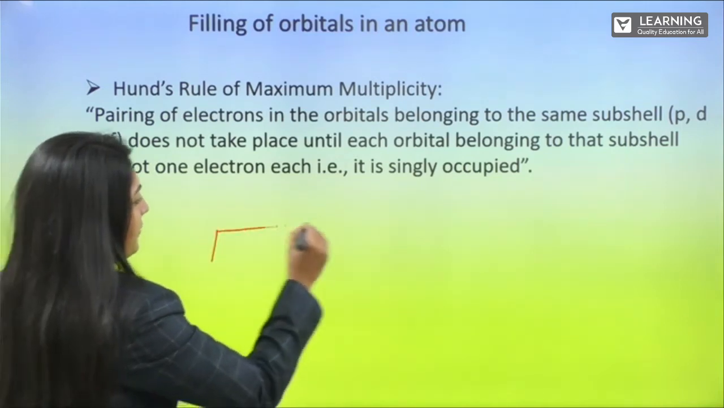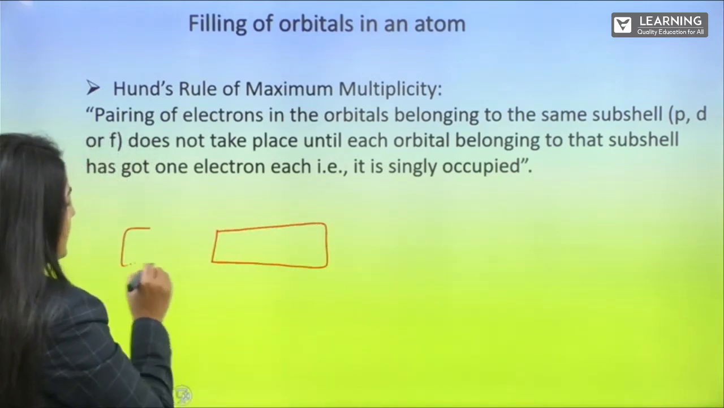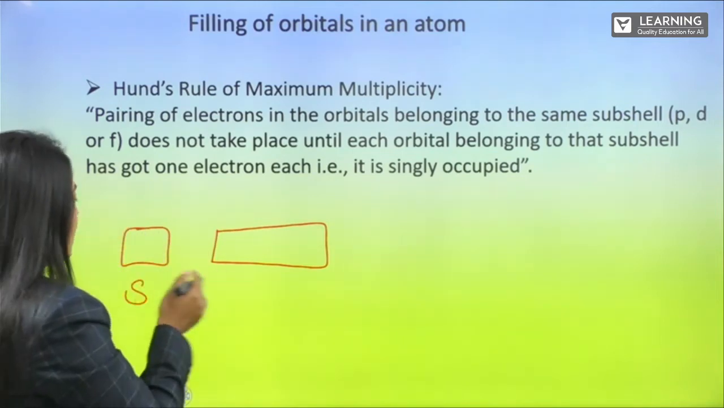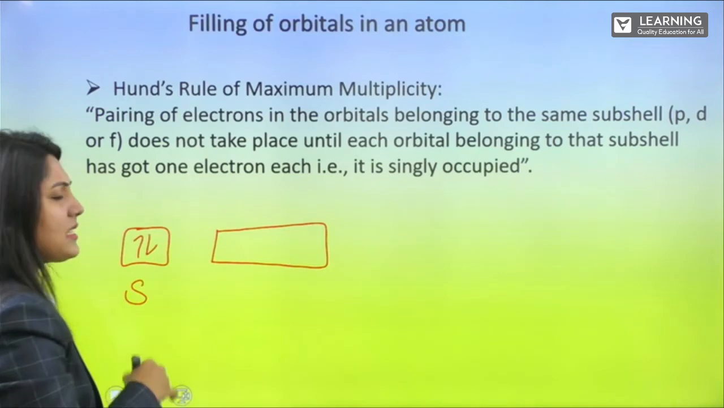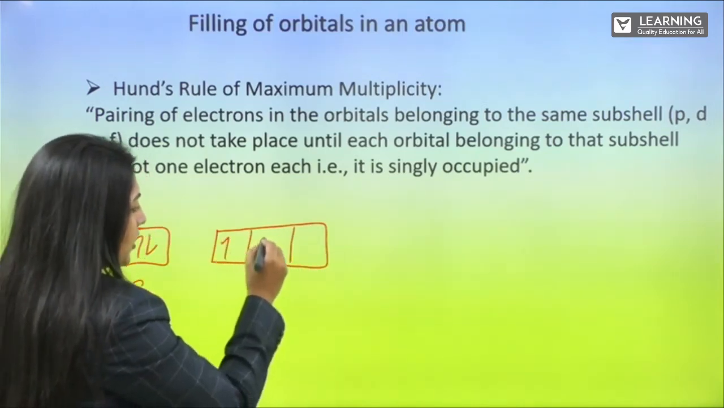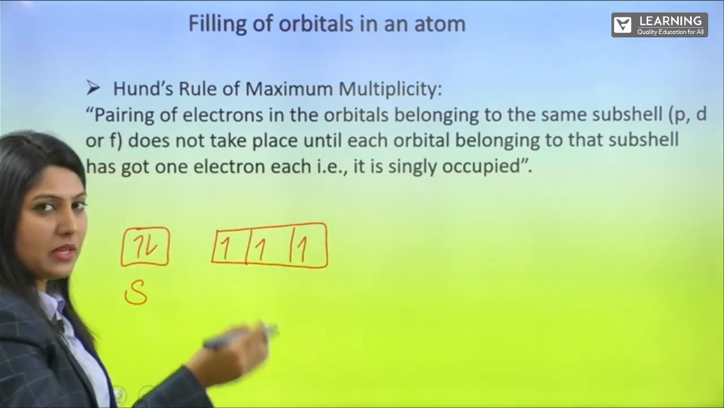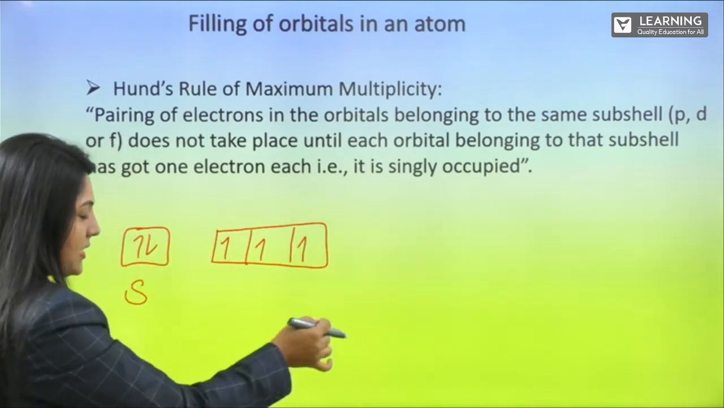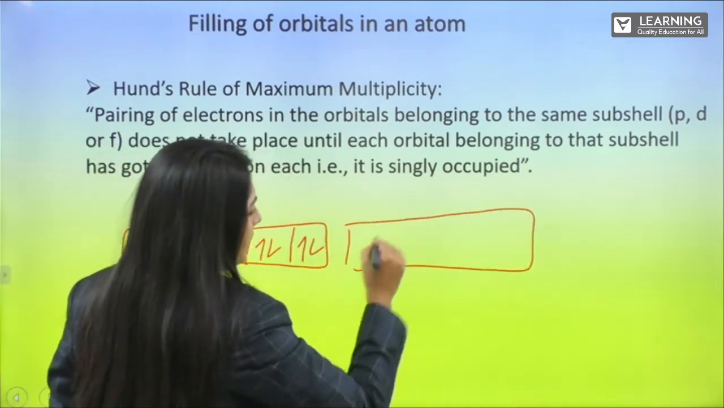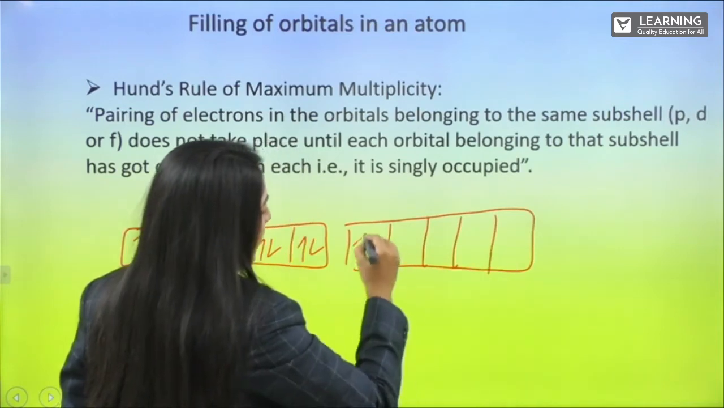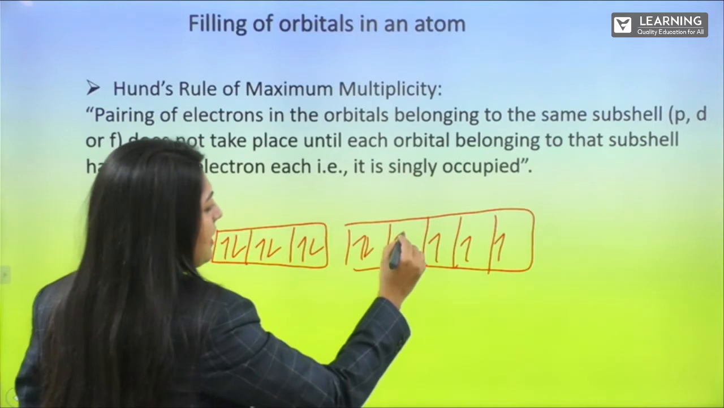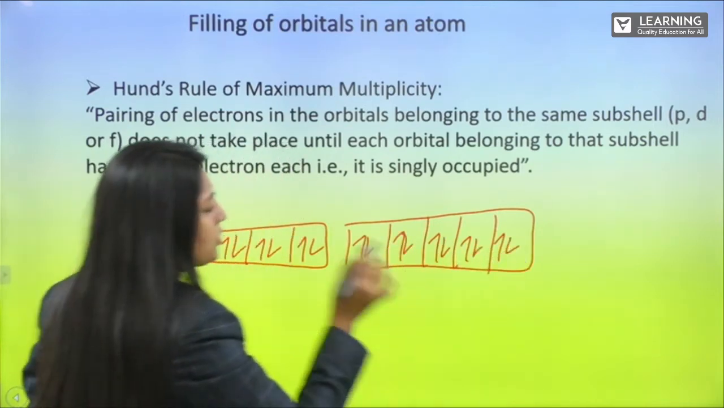I'll tell you, the s subshell has only one orbital, so it will just occupy that one. Whereas in p we have 3, it should occupy all the 3 orbitals with one electron each, and only then will it go for pairing. Likewise, in d we have 5 orbitals, where each will be singly occupied, and then it gets paired up. This is what Hund's rule says.